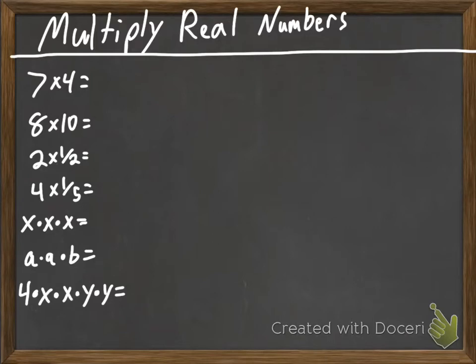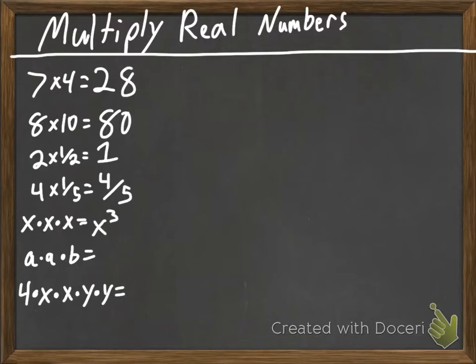Okay, 7 times 4, 28, 8 times 10, 80, 2 times 1/2 is 1, 4 times 1 over 5 is 4 over 5, x times x times x is x to the third, a times a is a squared, times 1b. We don't have 4 times any number, we have 2 x's, so it's x squared. And we have 2 y's, so it's y squared.